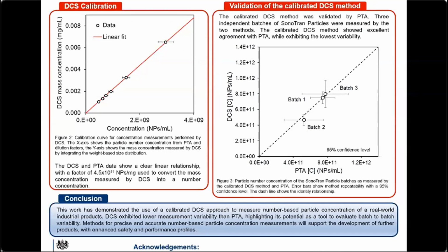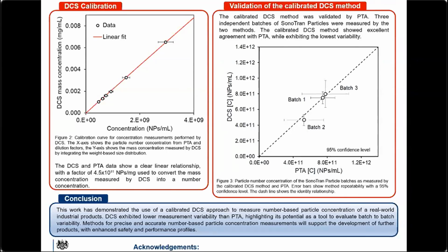We measured different dilutions of batch 1 to build a calibration curve shown on the left. The number concentration was measured directly by particle tracking analysis, or PTA, and the mass concentration was measured indirectly by DCS. We came up with a conversion factor between DCS mass concentration and number concentration.